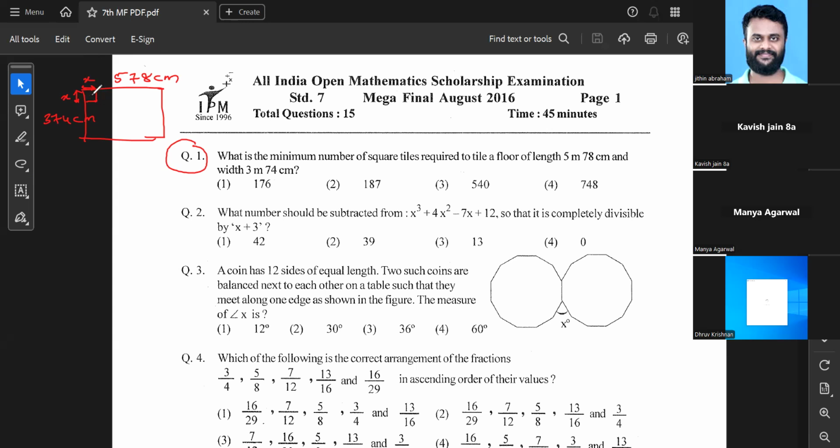So in this length, I'll have to find a multiple which will be common with the breadth. So basically, I have to find a common factor. So basically, HCF I have to find for 578 and 374. I'll give you a moment. Please let me know.